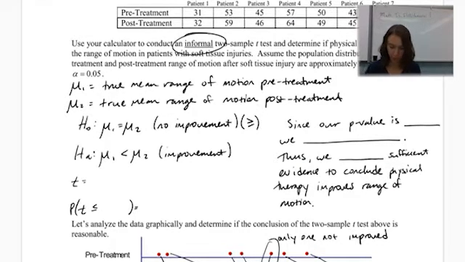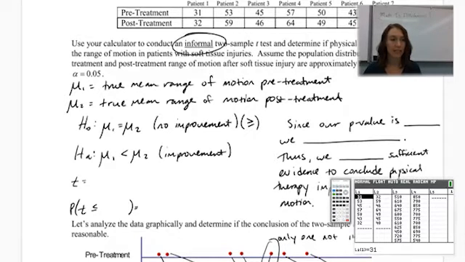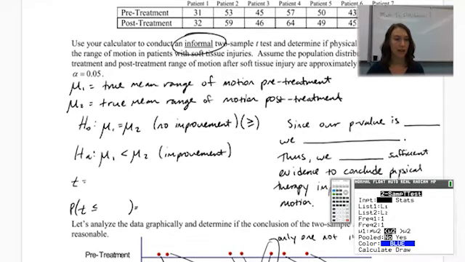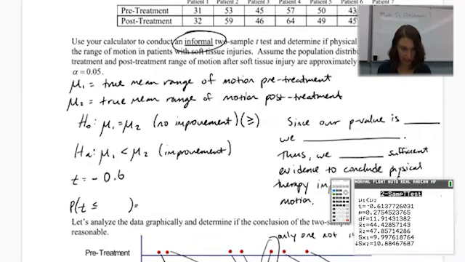If we run our test, I go to stat, then edit, and you can see I already put these values in my calculator, so you might want to pause the video and do that. Then to run a two-sample t-test, I go over to stat, then tests, and then down to two-sample t-test. I have my data in L1 and L2. My alternate hypothesis is that mu sub 1 is less than mu sub 2. Let's calculate it. I get a t-value, t equals negative 0.614.